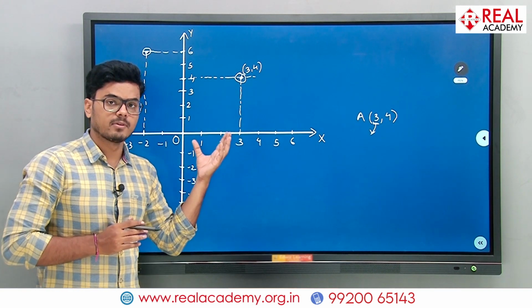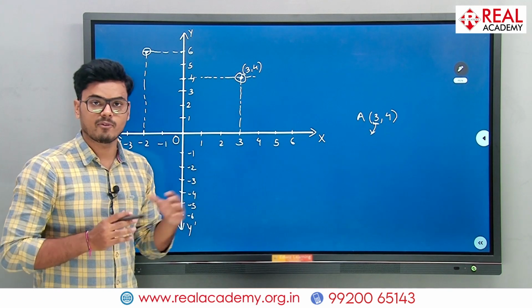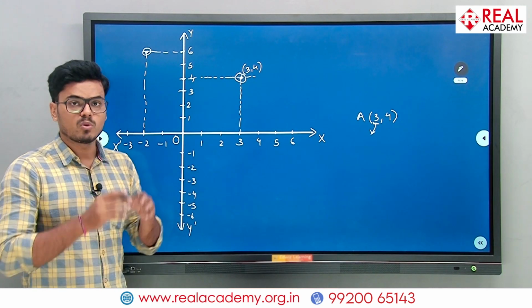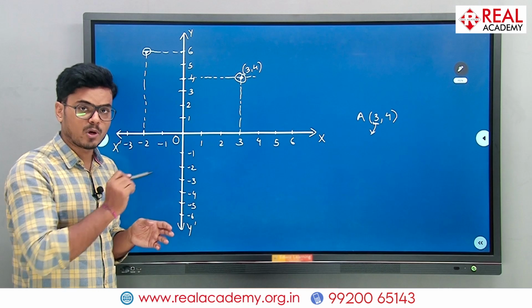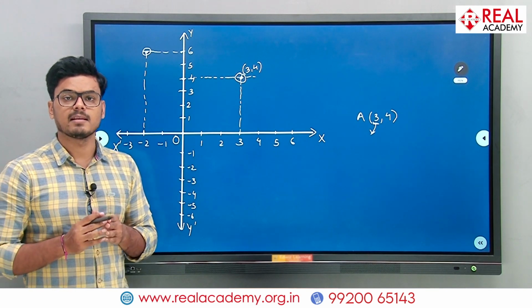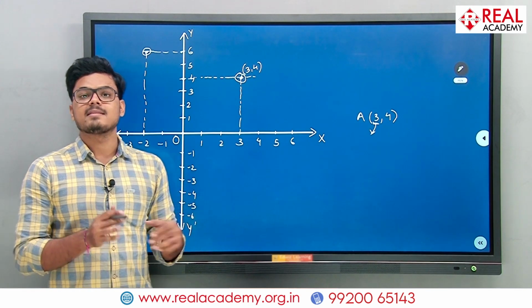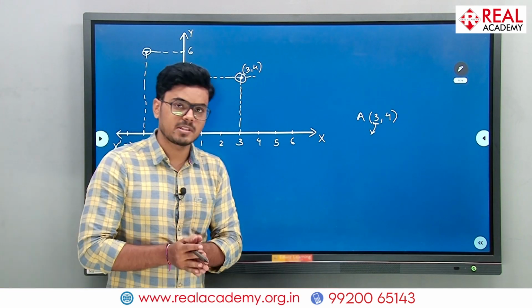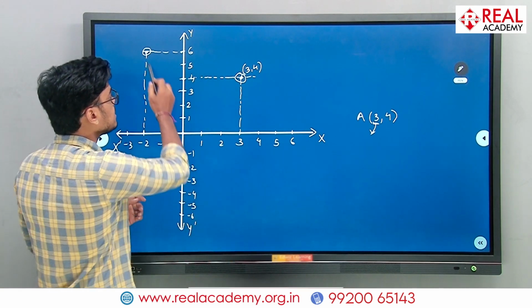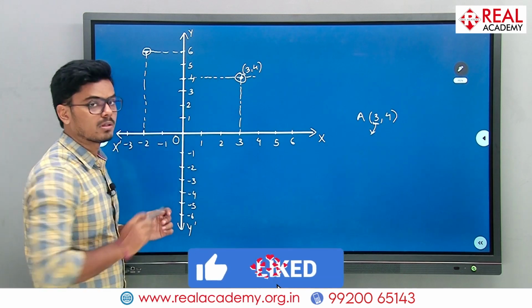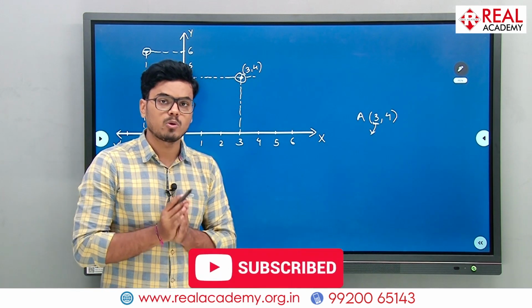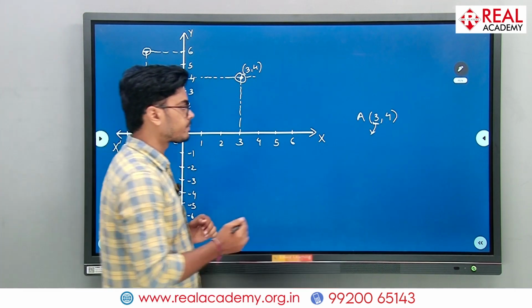without drawing the graph, there should be a formula for that. Otherwise what I'll have to do, I'll have to draw the graph, plot the points, measure the distance using a scale. If you want to avoid that, there is a direct formula by which you can calculate the distance between any 2 points on the coordinate axis. Now how to calculate that? Let us see.